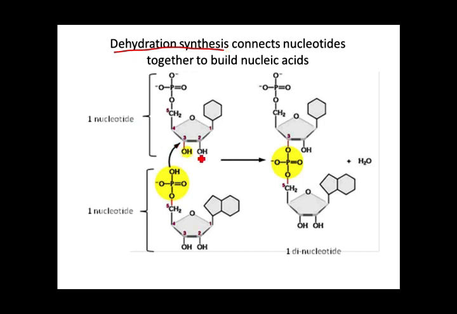So what happens here is that the oxygen, and this should have a little prime on it, the oxygen on the OH on the 3' carbon of the 5 carbon sugar is taken off and combined with the hydrogen from the phosphate group of your other nucleotide.